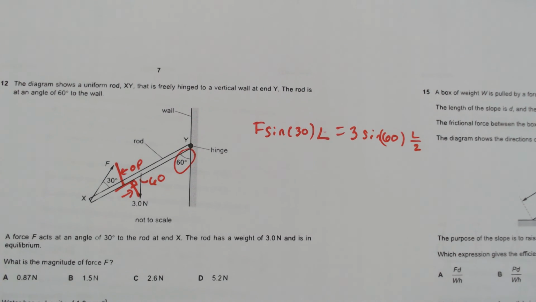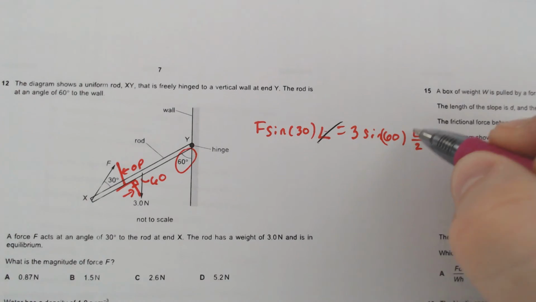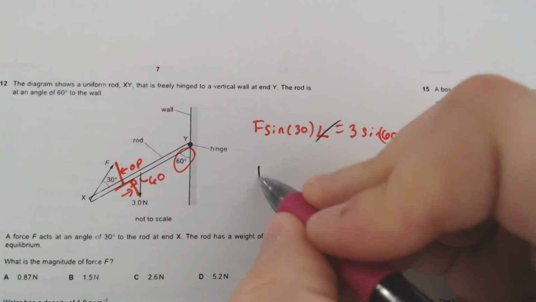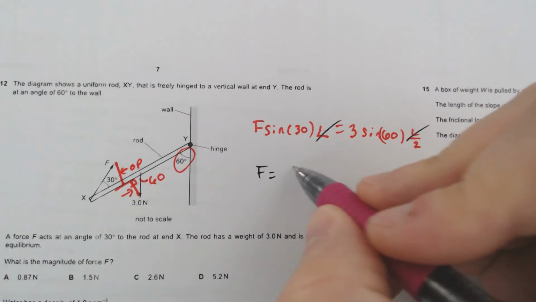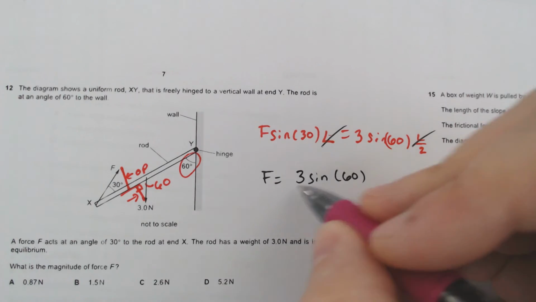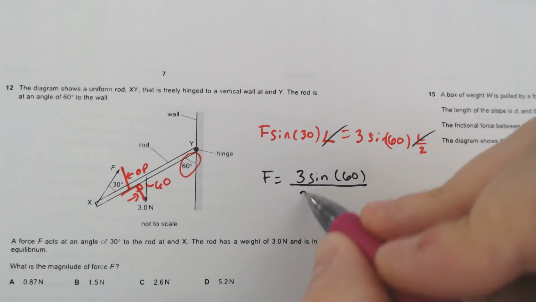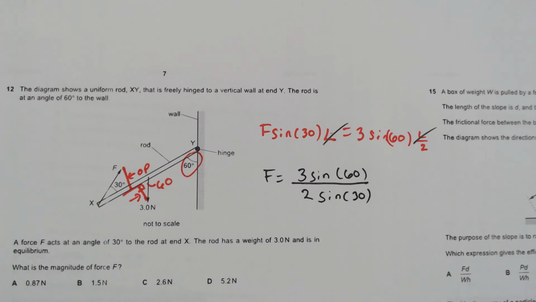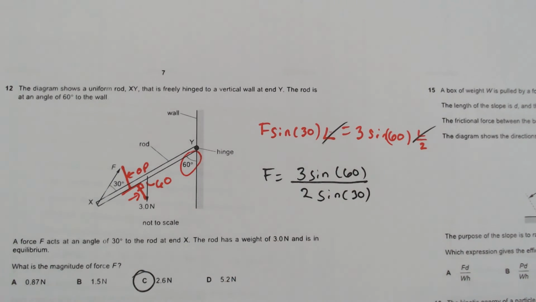And at that point, you might be thinking, oh no, I got two variables, but the L's cancel. And then we're solving for force, so we would have force is equal to 3 sine of 60 divided by 2, because you had the 1/2 there. And then you're also dividing by sine of 30. If you get confused by doing it that way, do it separately. Just type in 3 sine 60 divided by 2, and then just divide by sine 30. And if you do that, you get 2.6. Also make sure you're in degree mode, not radian mode.